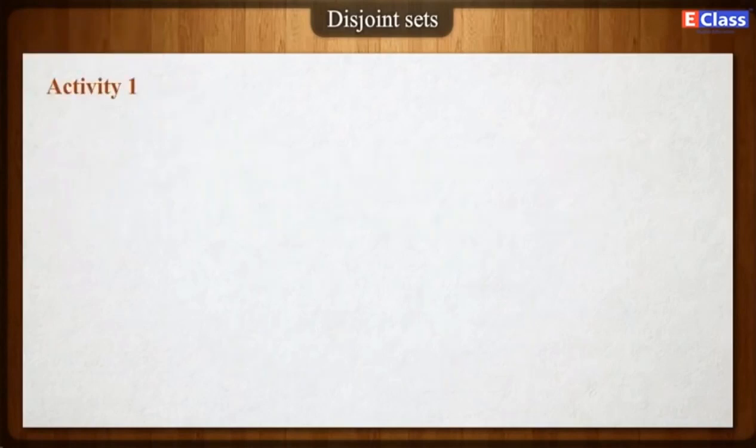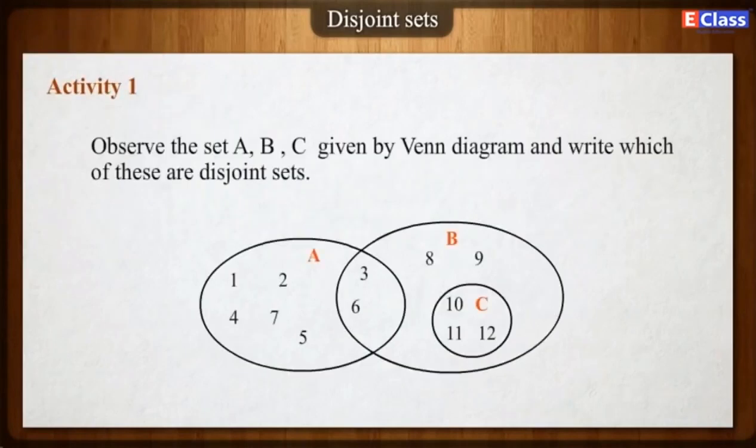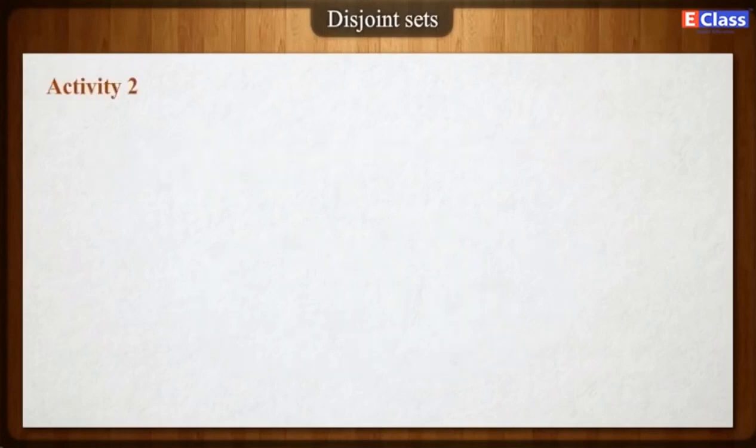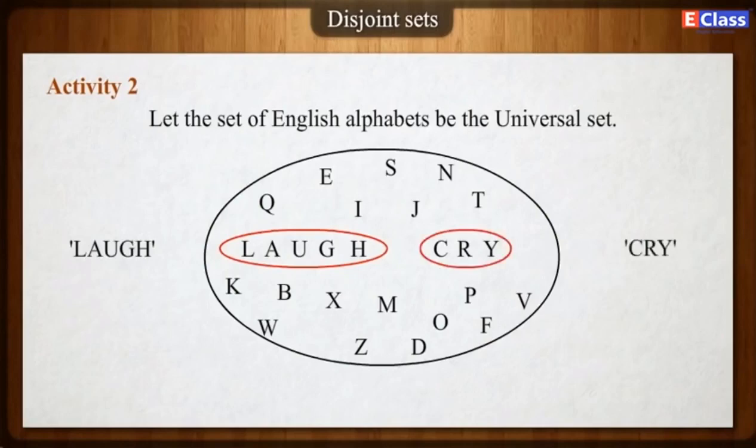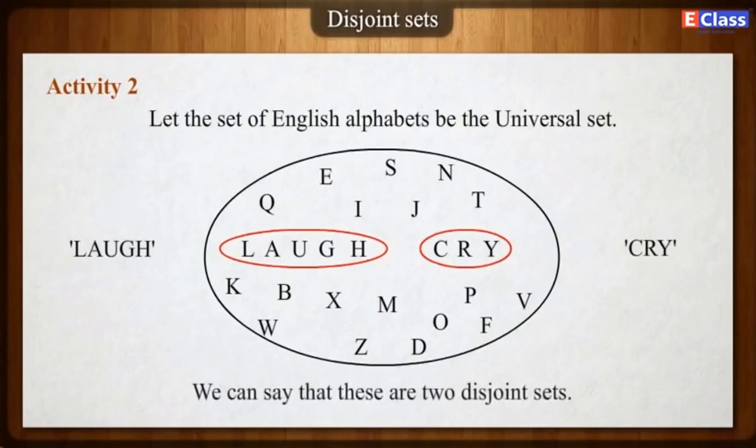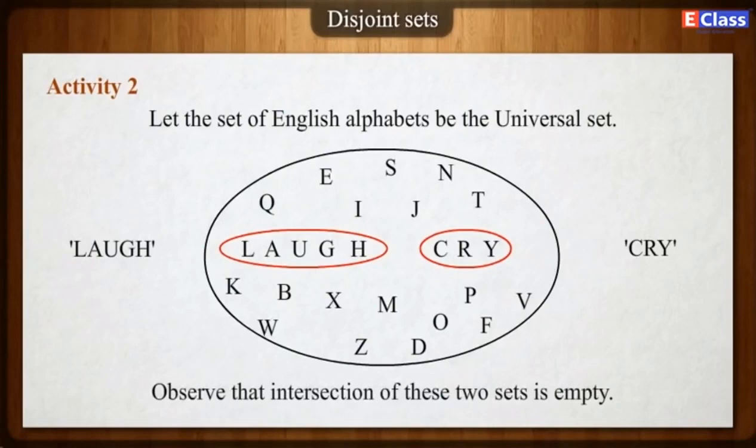Activity 1. Observe the sets A, B, C given by Venn diagram and write which of these are disjoint sets. Activity 2. Let the set of English alphabets be the universal set. The letters of the word laugh is one set. The letters of the word cry is another set. We can say these are two disjoint sets. Observe the intersection of these two sets is empty.